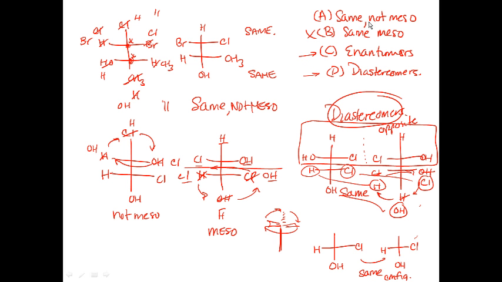And whether it's the same meso or not meso is going to depend on this: if you don't have the same three groups attached to each of the two chiral carbons, there's no way it can be meso. If you do have the same three groups, then you have to check and see, are they both the same meso compound or not?